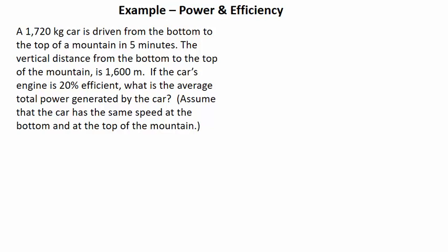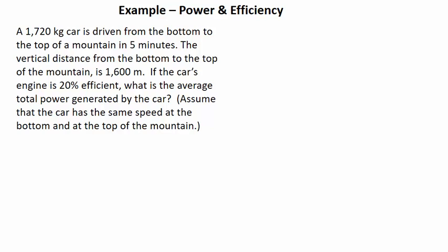We can assume that the speed of the car is the same at the bottom as it is at the top of the mountain. What we want to basically do is figure out what the work required to get the car up to the top of the hill is, and see if we can go from there to figure out the total power required by the car. So this is basically a conservation of energy problem.